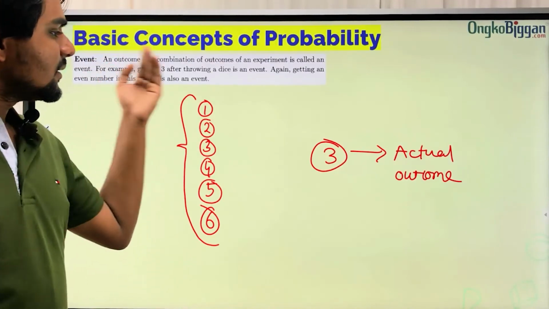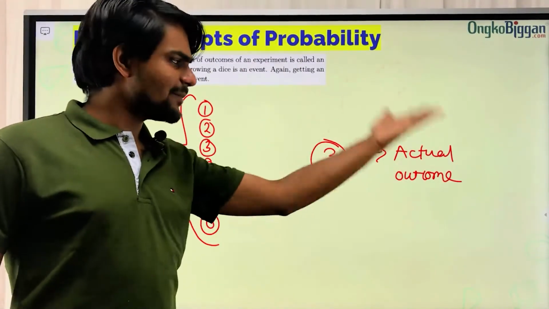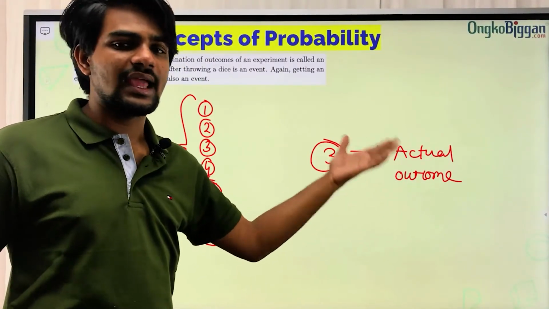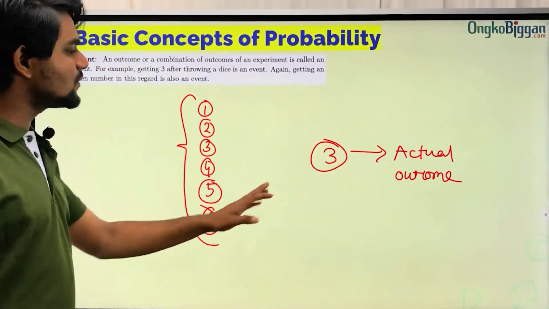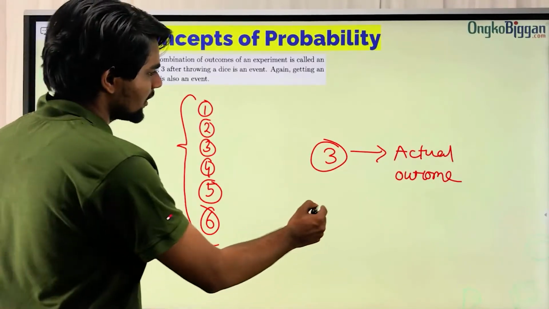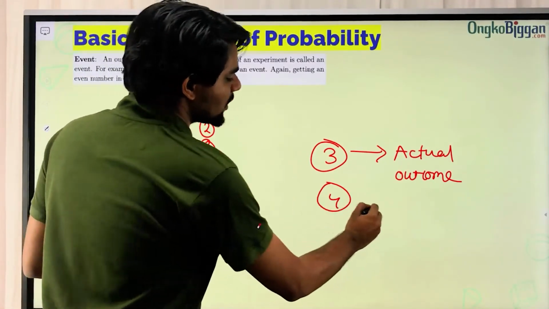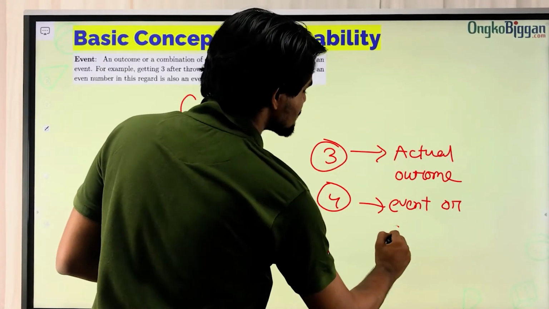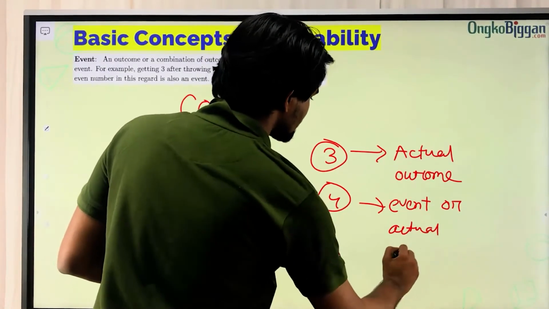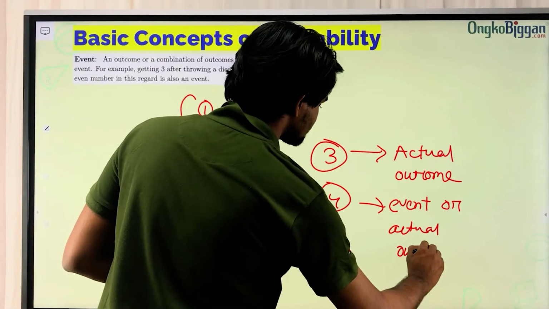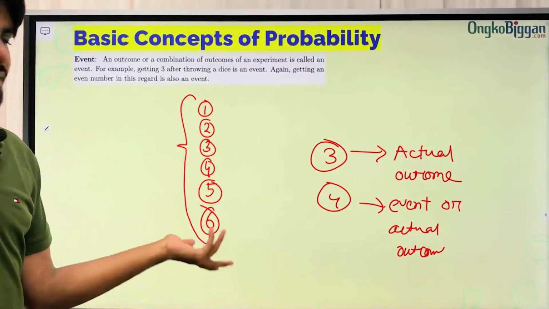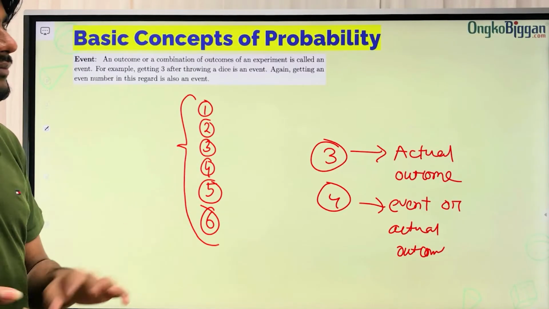This actual outcome is called an event. Similarly, if it was not 3 but 4, then that will be an event or actual outcome. I don't think they use the word actual outcome, but I use it, so bear with it.